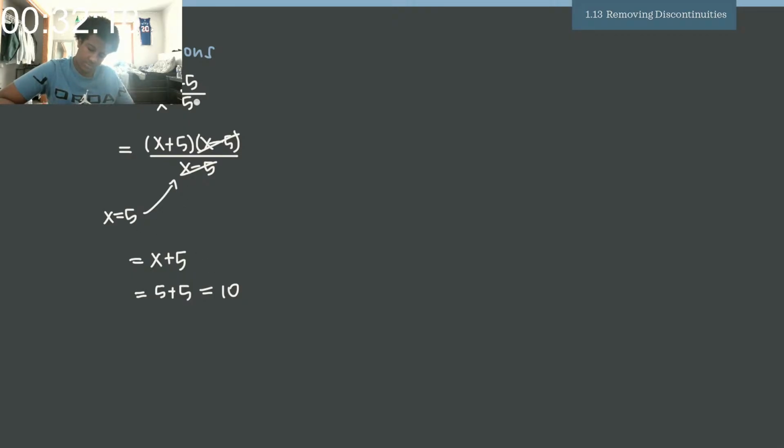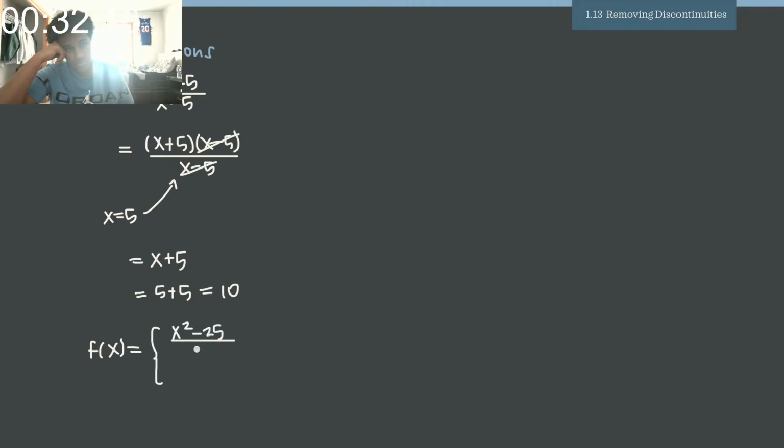So in order to remove the discontinuity from the rational function, what we do is we redefine it as a piecewise function. So we say f of x is equal to, and then here we need two pieces. The first piece is the original function, so x squared minus 25 divided by x minus 5. And the second piece is this value here that we just found, the value the function would take on if it didn't have a point discontinuity. So that's our second piece.